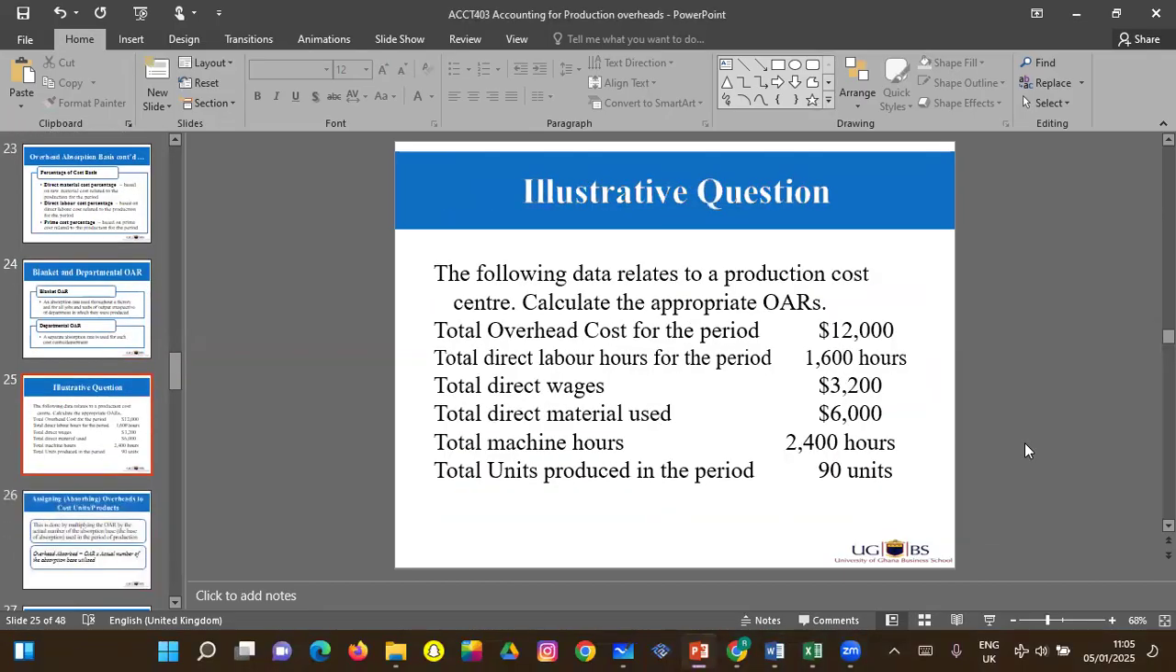So this is an illustration we have here. The following data relates to a production cost center. Calculate the appropriate overhead absorption rate. Since we have units produced, we are going to calculate the total machine hours and so on.